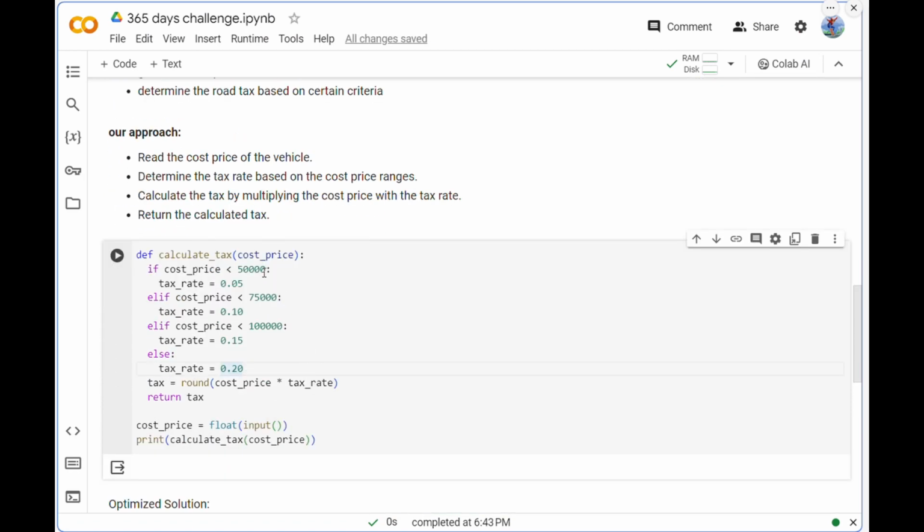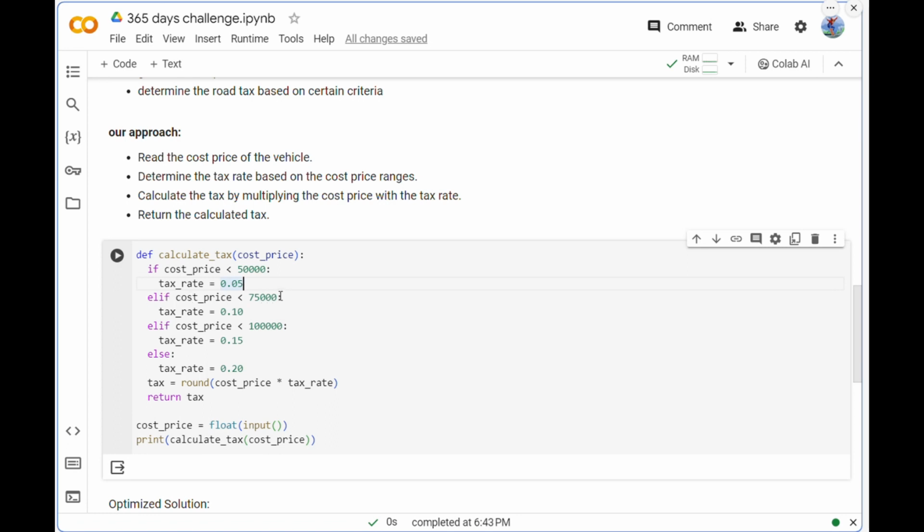Okay, so we have written our code, so let's see what we are doing here. First we are taking the cost price from the user, so it will be a float, it can be decimal, right? Then we are passing this cost price value to our calculated tax function here. You can see that we are passing this cost price, so it will go directly here. We are checking if our cost price is less than 50,000, we set the rate to 0.5, meaning 5% tax we need to charge.